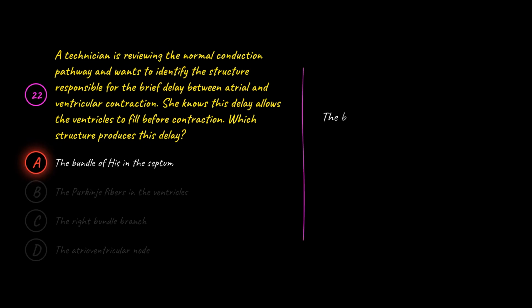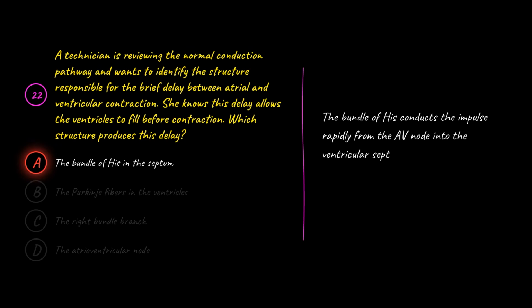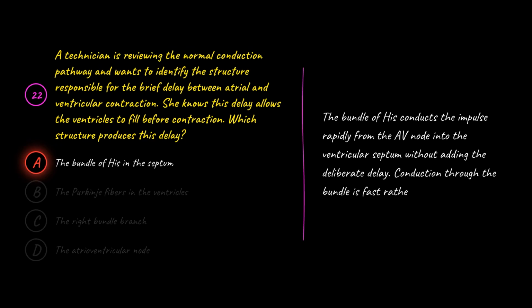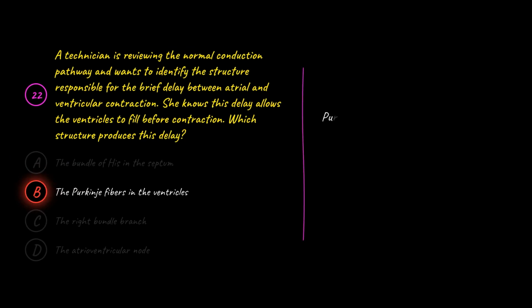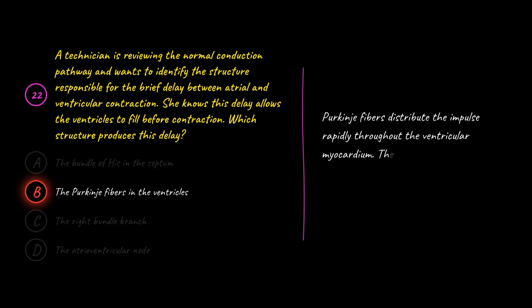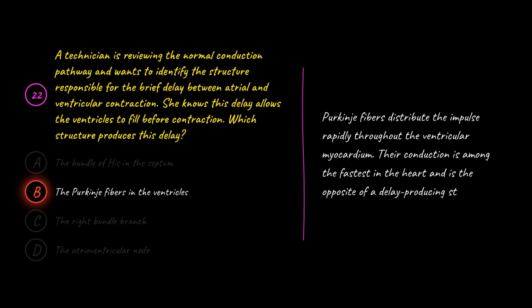A is wrong because the bundle of His conducts the impulse rapidly from the AV node into the ventricular septum without adding the deliberate delay. Conduction through the bundle is fast rather than slow. B is wrong because Purkinje fibers distribute the impulse rapidly throughout the ventricular myocardium. Their conduction is among the fastest in the heart and is the opposite of a delay-producing structure.